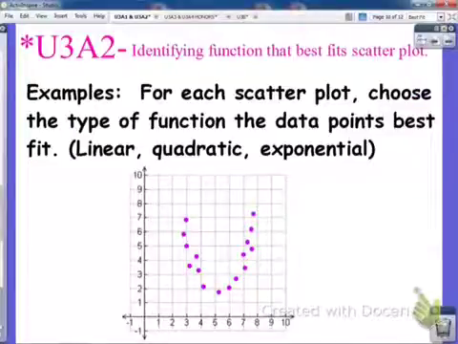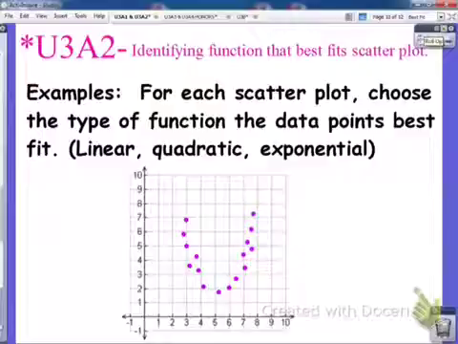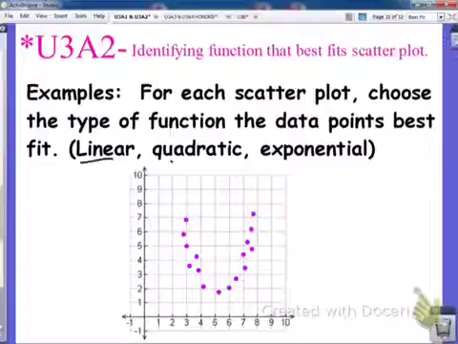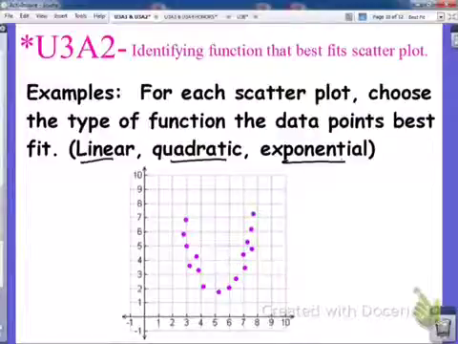Okay, so now the next skill that I'm looking for is for you to identify a function that best fits a scatter plot. This is going to be utilized in the next series of lessons that I'm going to be showing you, Unit 3B. For these problems, we're going to emphasize linear, quadratic, and exponential graphs. I think most of these will be obvious, but there are some that are not so obvious, and they're more left up to you for discussion and open to interpretation.